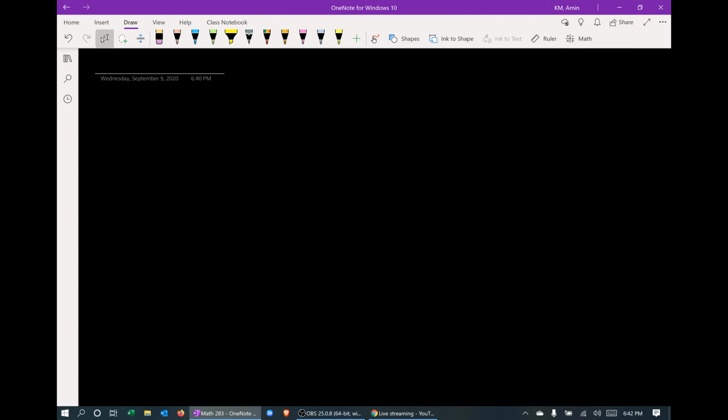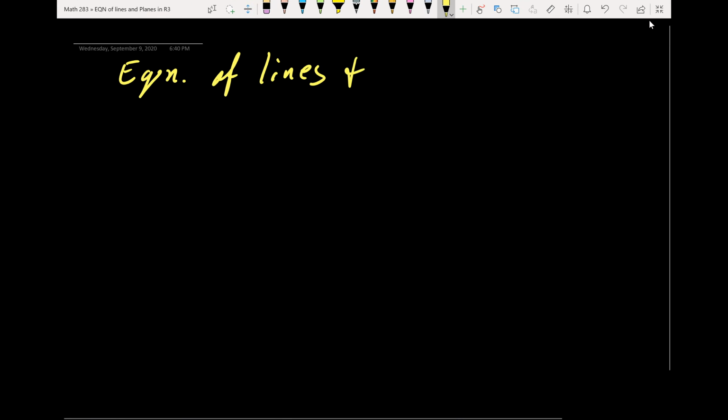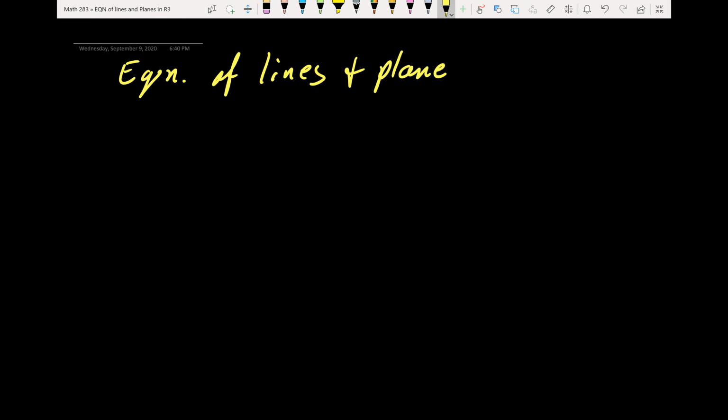Okay, so we're going to look at the equations of lines and planes in the third dimension. This section is pretty easy, actually.